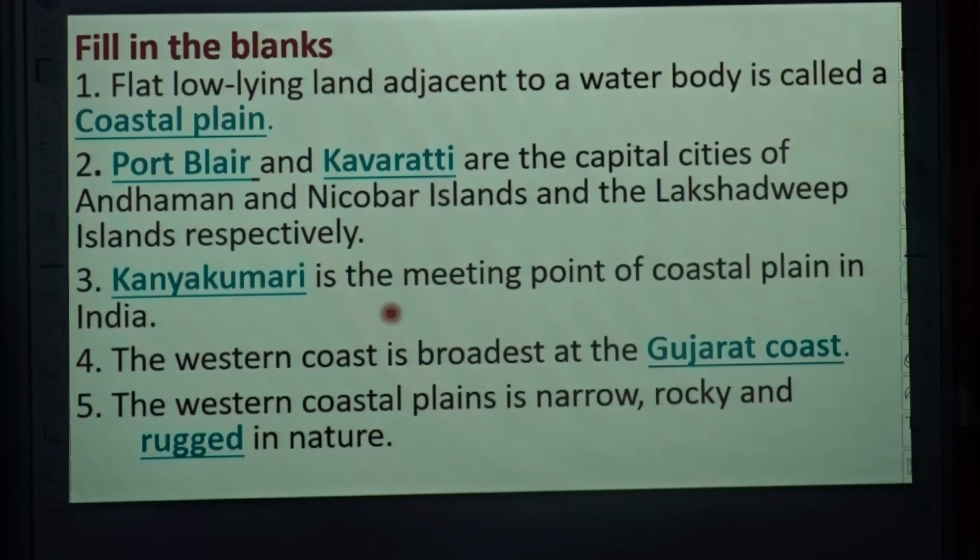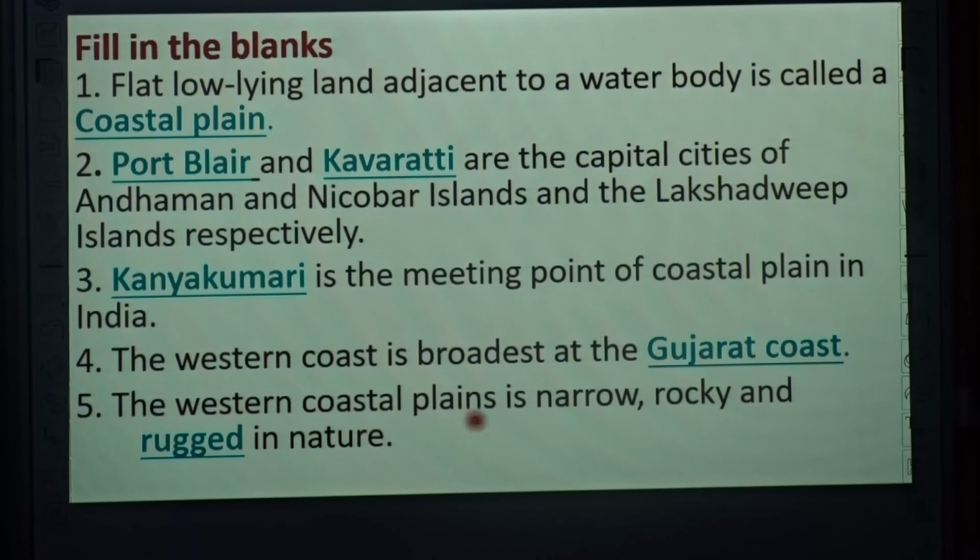And Kanyakumari is the meeting point of coastal plains in India. So both the coastal plains, western and eastern coastal plains, meet at Kanyakumari. And the western coast is broadest at the Gujarat coast. So the western coast is broadest. The width is very high in the Gujarat coast.